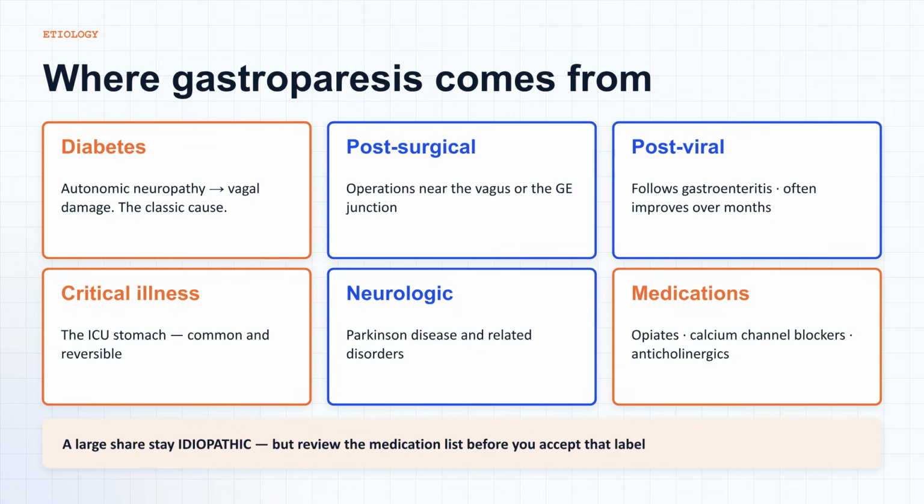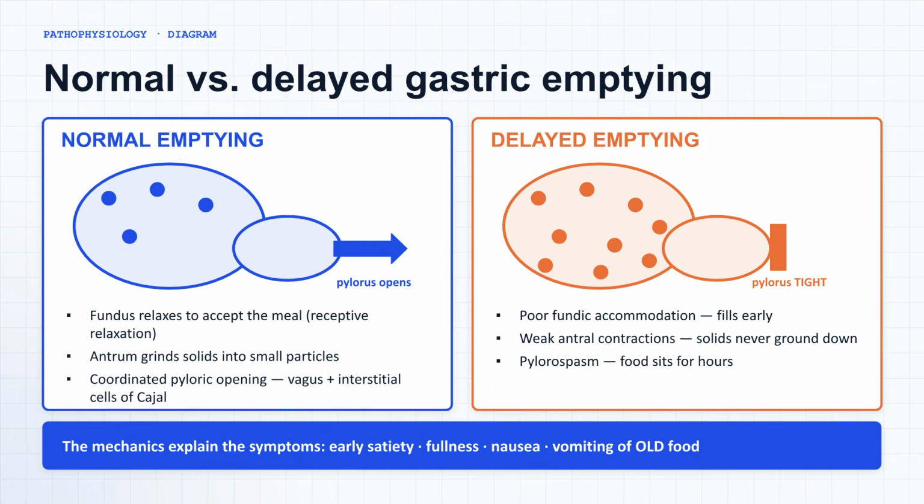And remember that gastroparesis can be intermittent. A normal study on a good day does not exclude it. Watch the normal stomach first. The fundus relaxes to accept the meal. That is receptive relaxation. Then the antrum grinds solids down into small particles. The pylorus opens in a coordinated way and lets them through. The whole process is driven by the vagus nerve and by the pacemaker cells of Cajal.